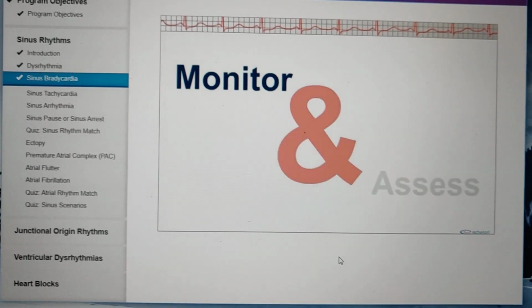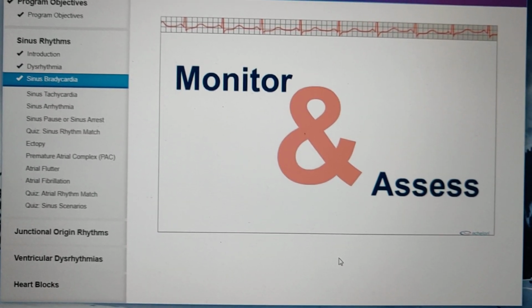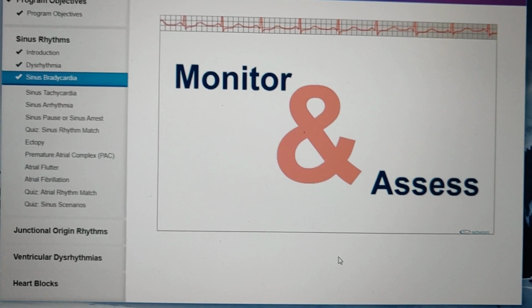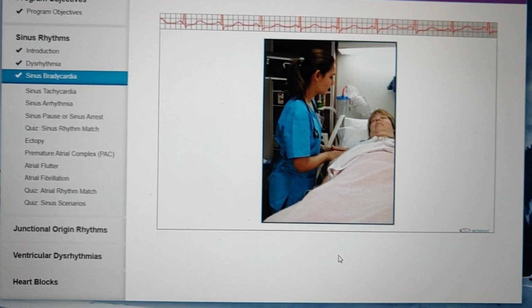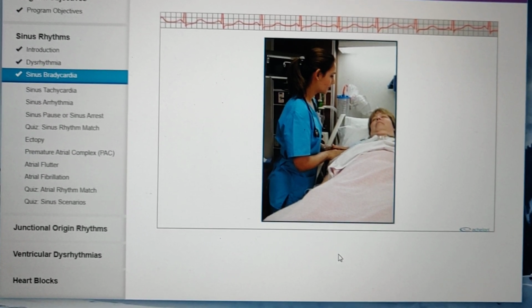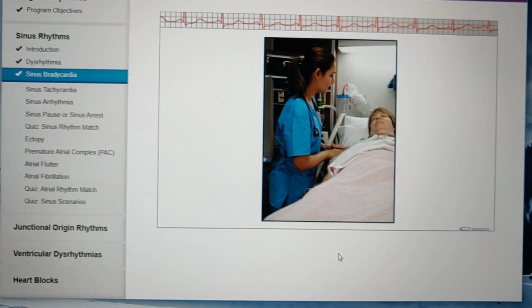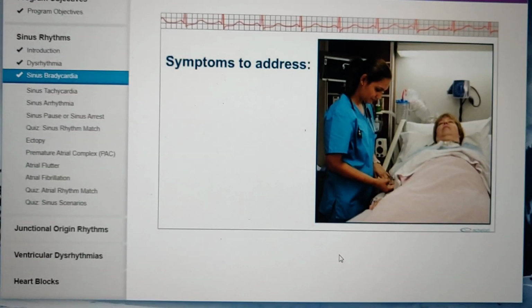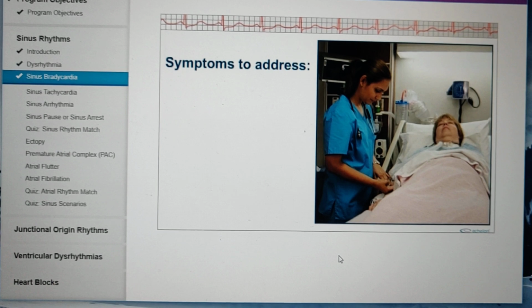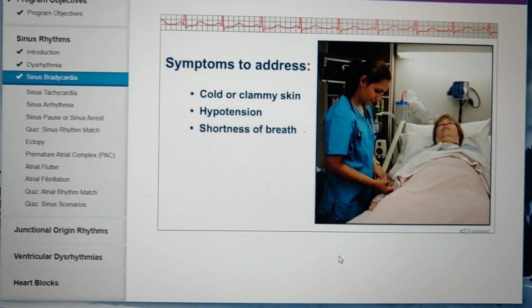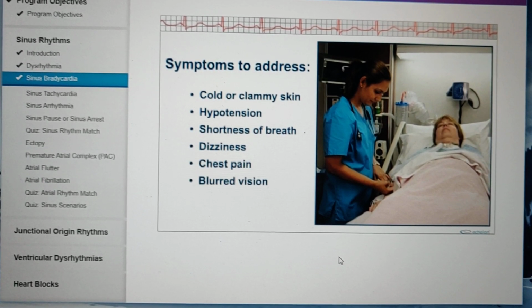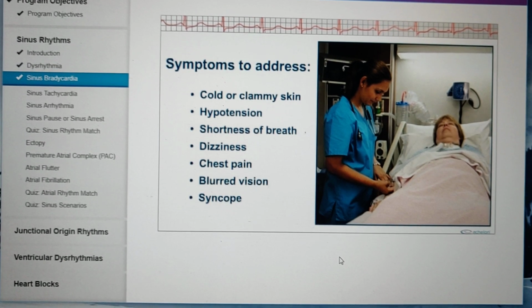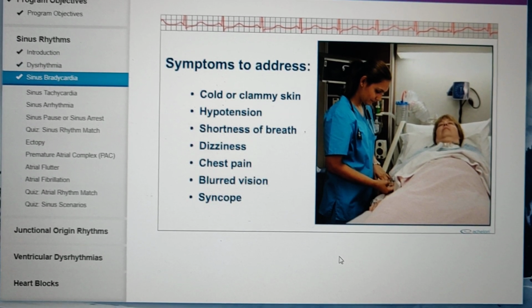If the SB patient is asymptomatic, no immediate treatment may be required. However, you should continue to monitor and assess the patient to make sure no symptoms develop. If the patient is sleeping, very relaxed, or this is a normal rate for them, you do not need to intervene. However, if the patient does have symptoms that cause you concern, such as cold or clammy skin, hypotension, shortness of breath, dizziness, chest pain, blurred vision, or syncope, they need to be addressed right away.